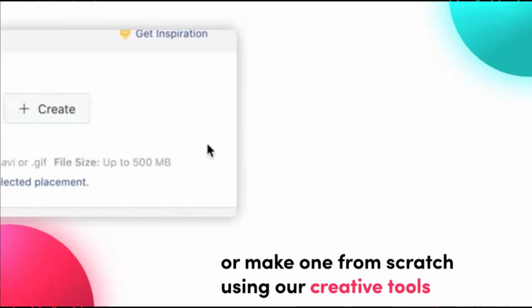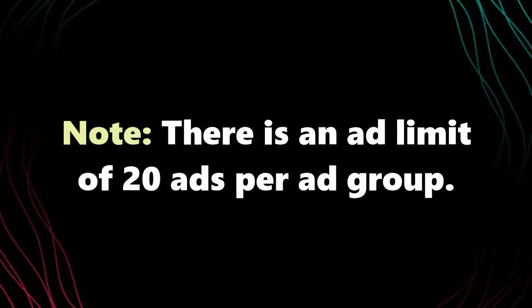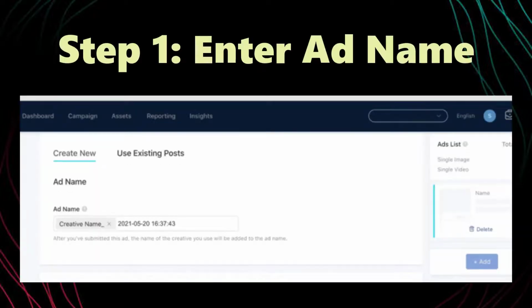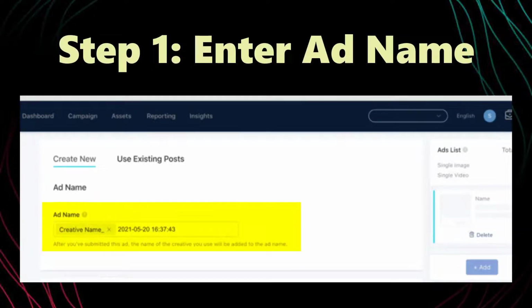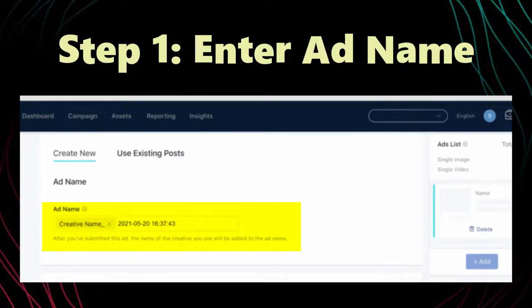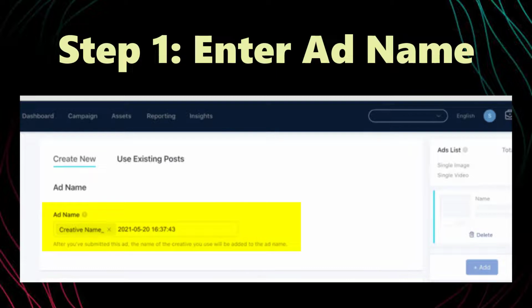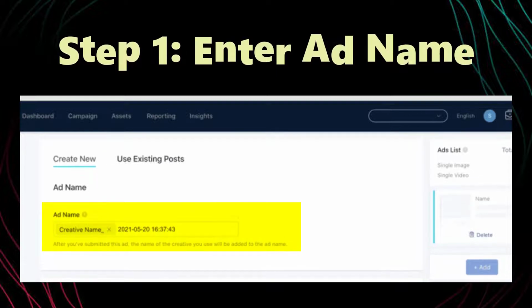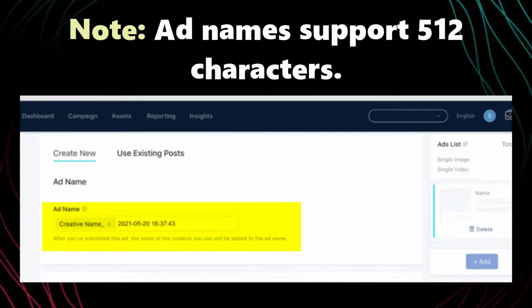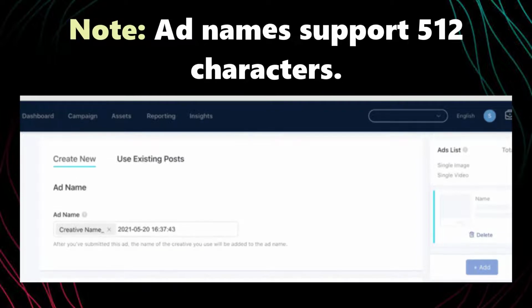Here's how you create your ad. Take note, there is an ad limit of 20 ads per ad group. Step 1. Enter your ad name. Input what you want to call your ad. This helps you distinguish between ads within your ad group. The ad name is only for your reference, and it's not part of your ad. Take note, ad name supports 512 characters.